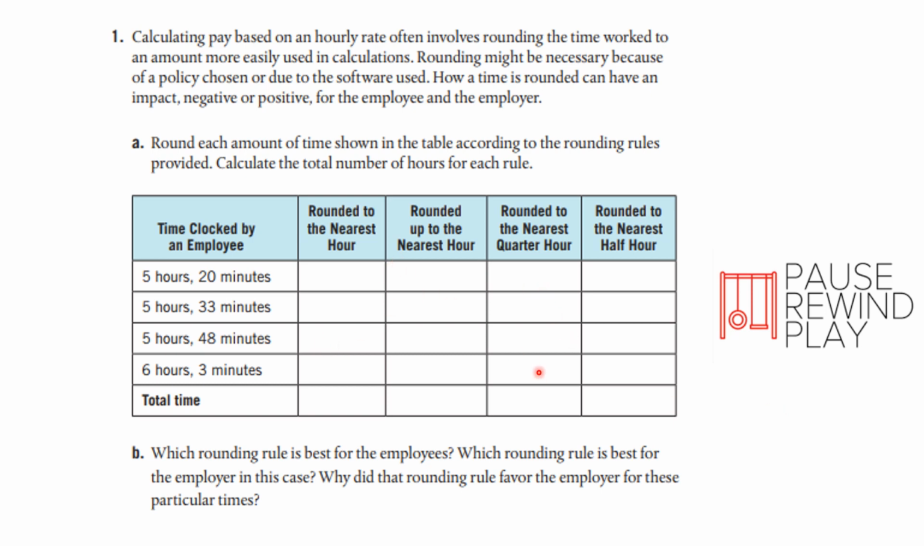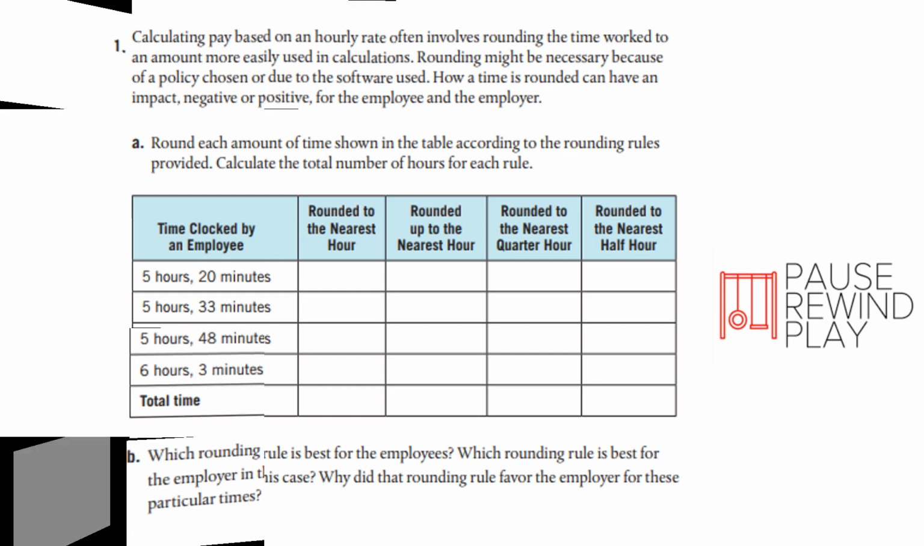And you can see this looks like a nice application of Excel, and it does. You're also supposed to answer which rounding rule is best for the employees, which rounding rule is best for the employer, and why that rounding rule favored the employer for these particular times. Now I'm asking you to pause this video, work the problem using Excel preferably, and then come back. Let's come back and see how you did.